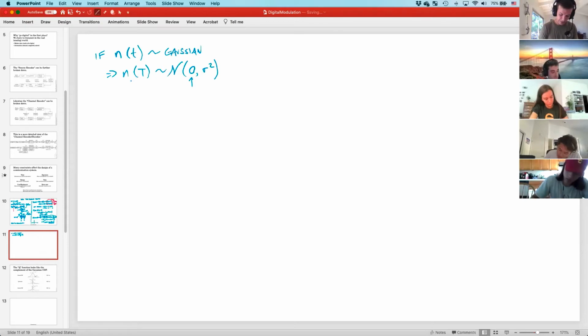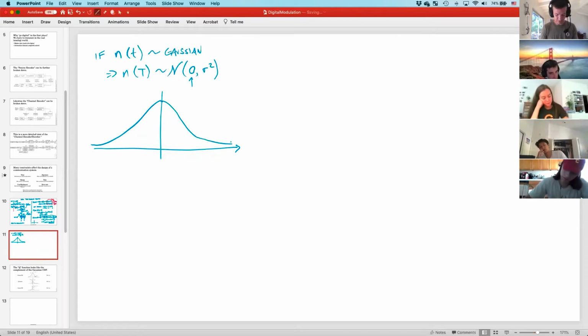So if the noise process at capital T follows a Gaussian distribution, then let's see how well I can draw this bell curve. The answer is moderately. So I'm sketching the probability that n of t as a function of x. What this curve represents is a probability density function, and to refresh your memory, this is the probability that the random variable, which we're calling n of big T, takes any value on the horizontal axis. Okay.